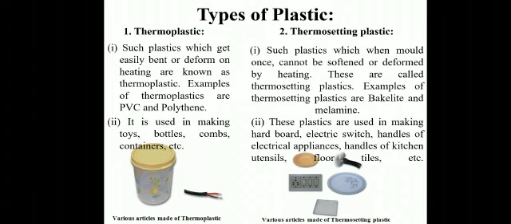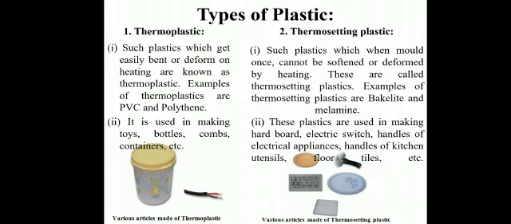These polymers are used for making toys, bottles, combs, containers, etc. We can recycle them. Next is thermosetting plastics. Just like the name says, thermo means heat and setting. So we cannot change their shape on heating. We cannot mold them. Such plastics, which when molded once cannot be softened or deformed by heating, are called thermosetting plastics. It means we cannot give any other shape by heating them.